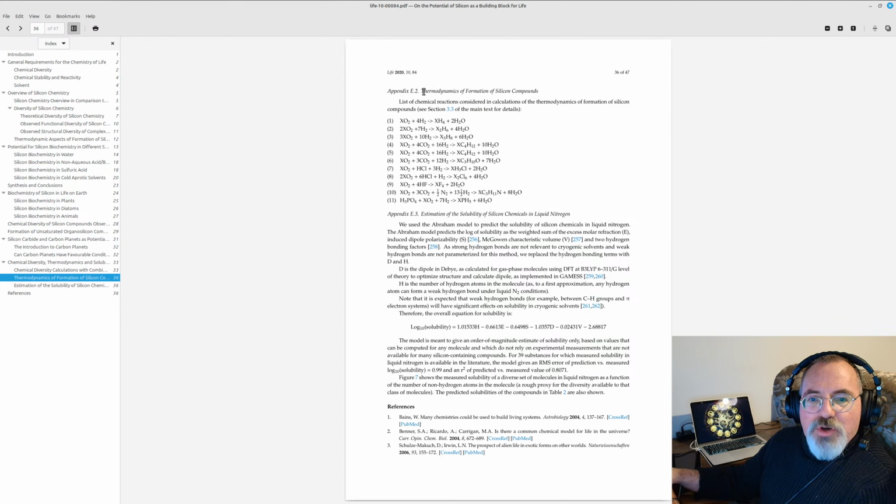Appendix E2, Thermodynamics of the Formation of Silicon Compounds. List of chemical reactions considered in calculations of the thermodynamics of formation of silicon compounds. Okay, and I can't remember what the X represents there.